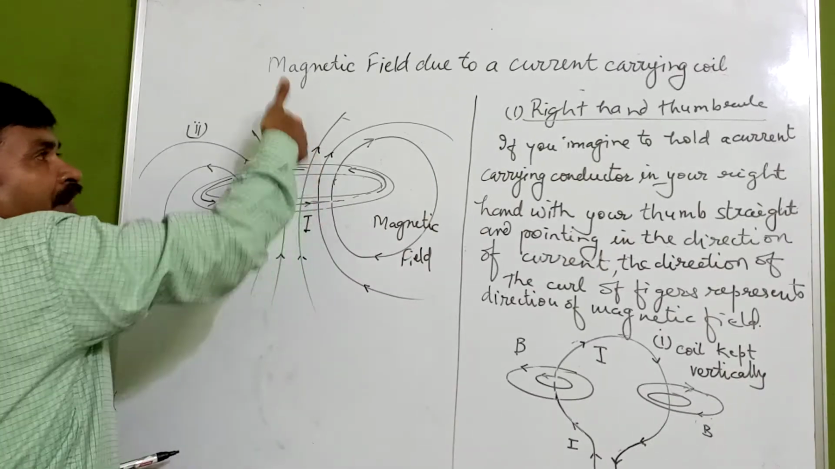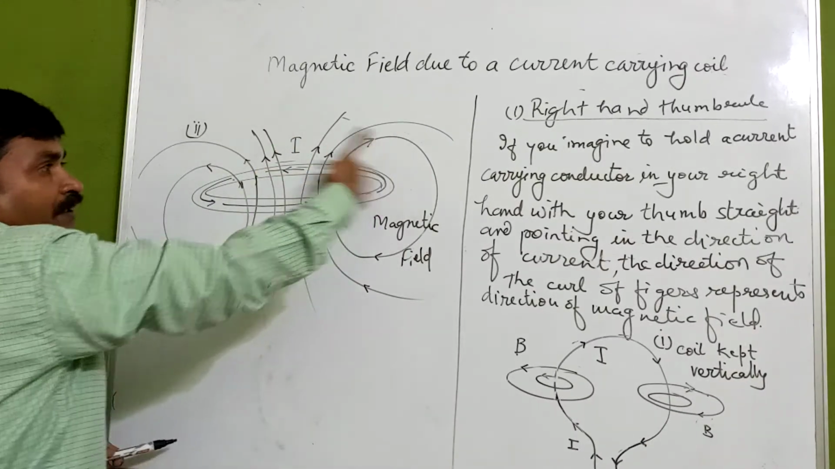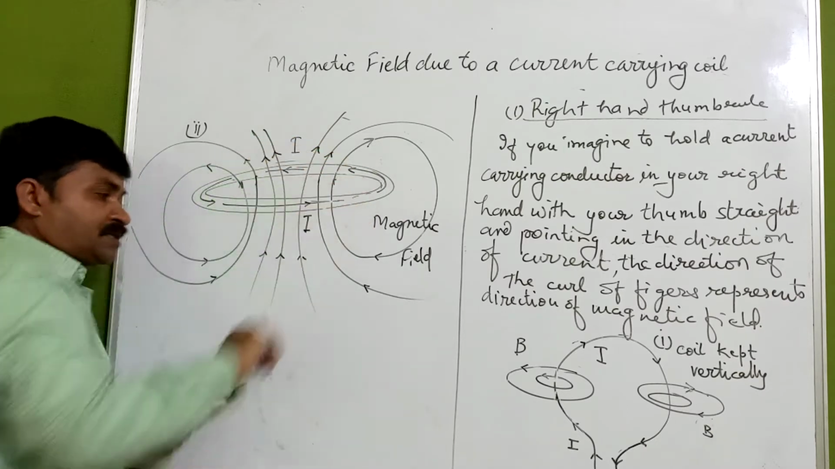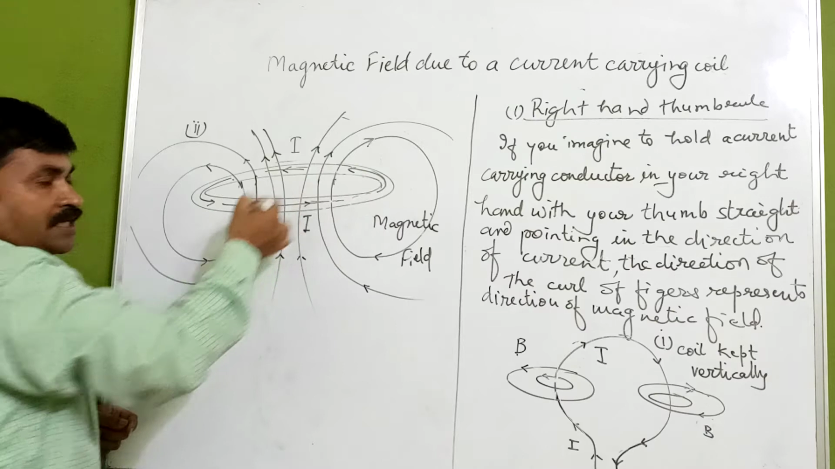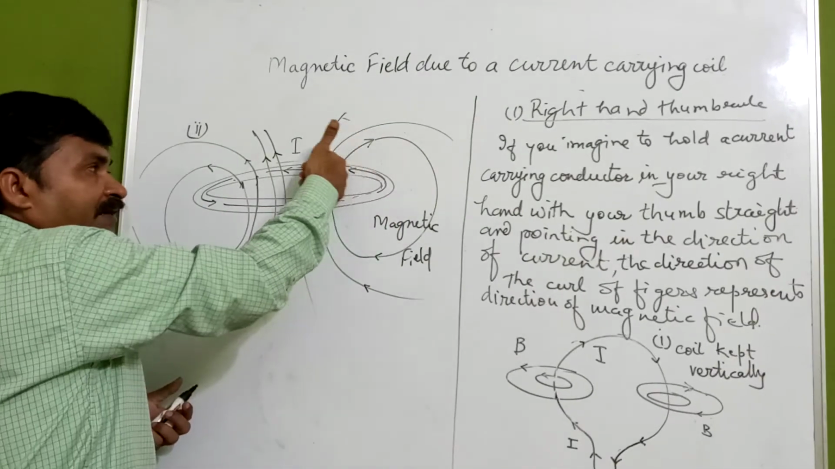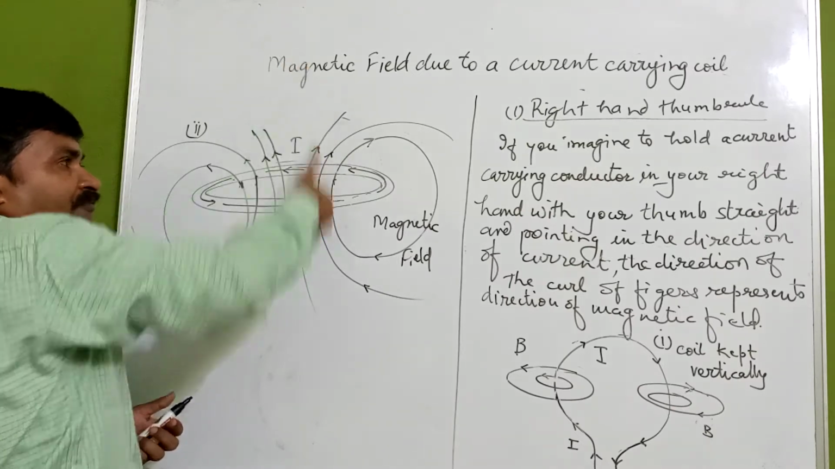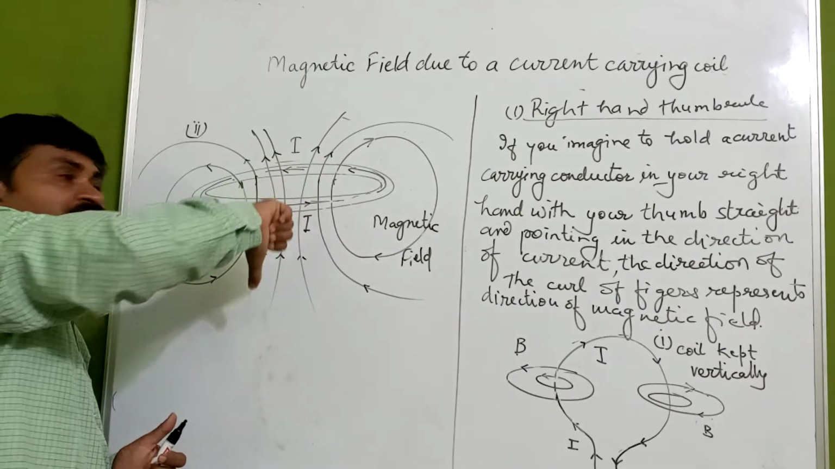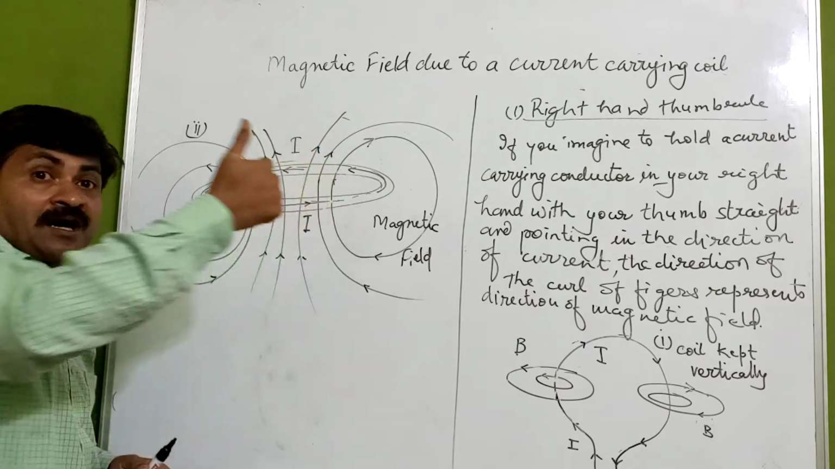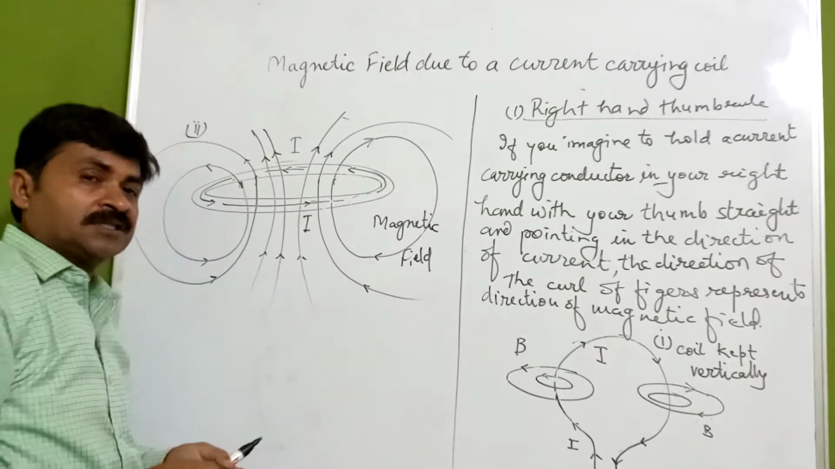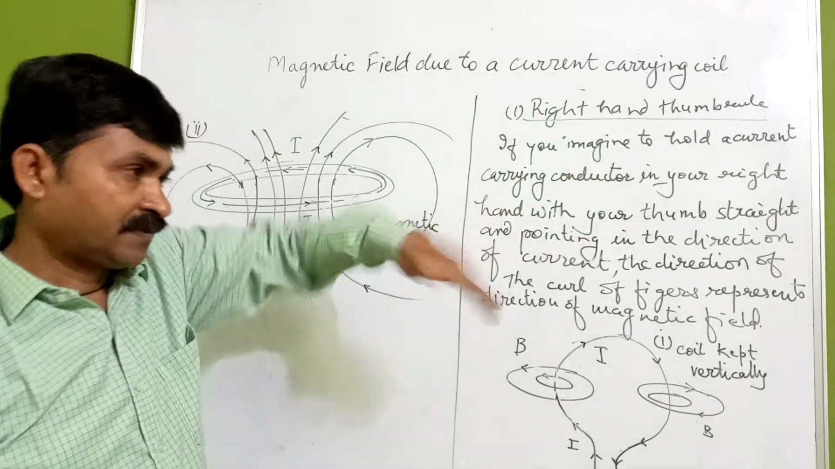It means the direction of the magnetic field is upward when the current is flowing like this, anti-clockwise. So here we get the magnetic field in the upward direction. Now if the current is flowing clockwise, the magnetic field is going in the downward direction. Simply we can assume a plate.